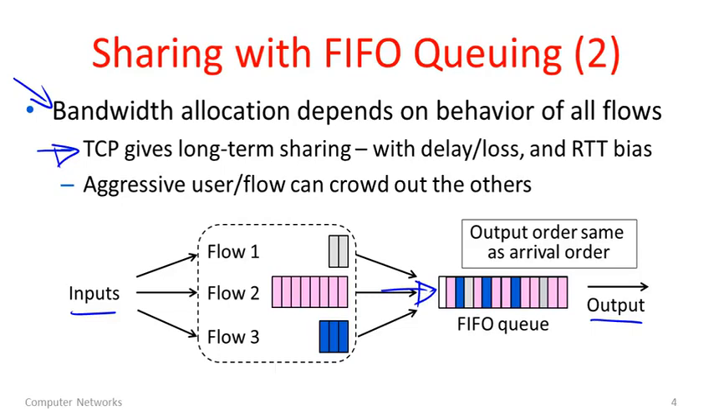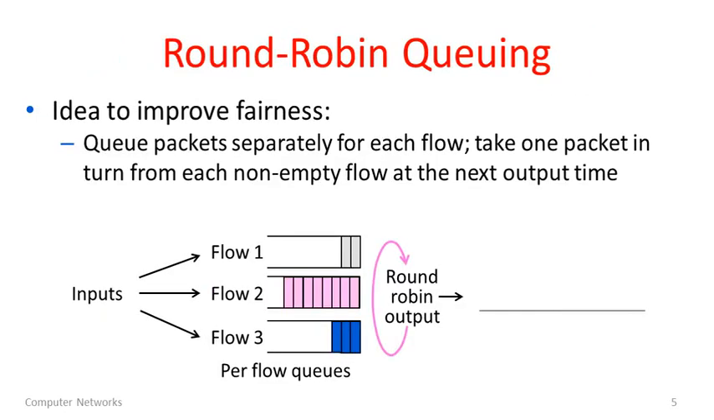Flows with a short RTT tend to get more bandwidth than flows with a large RTT because they react more quickly. The upshot of all of this is that the behavior that one flow sees, the bandwidth it sees, depends upon the behavior of everyone else. And if there's an aggressive user or flow in here, or more than one, they can easily crowd out another well-behaved flow so that it gets less bandwidth and sees more delay and loss than otherwise. Maybe than it should if it's not been aggressive in the network.